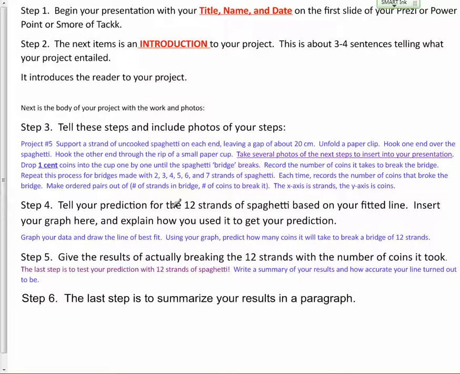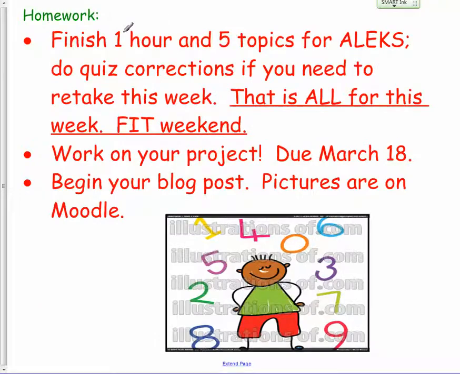Here are the steps where I broke down exactly your steps for your project. In your project directions, I didn't really give you these step-by-steps, but some of you were asking how we then put this together in our presentation, so use this slide to help you with that. Your homework is just to do 1 hour and 5 topics for ALEKS. That's all you're going to do for this week because it's a fit weekend. Work on your project. It's due March 18th, and if you want to begin your blog post, there are pictures on Moodle, and we're going to work on this in class on Thursday.